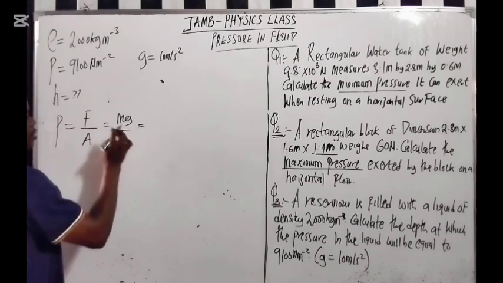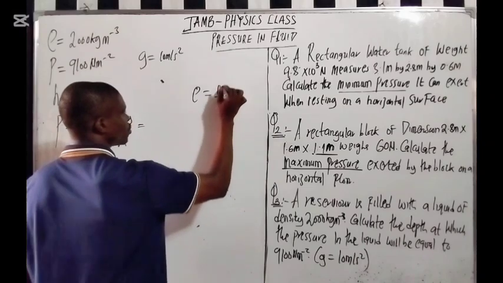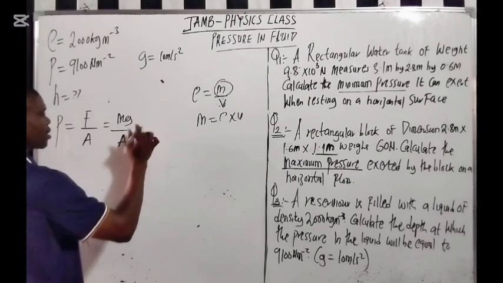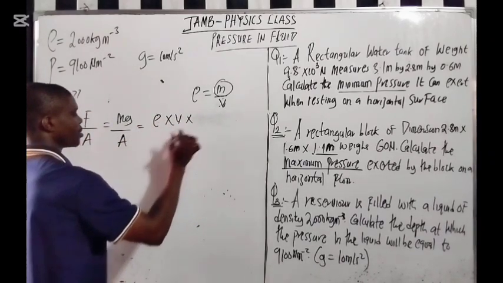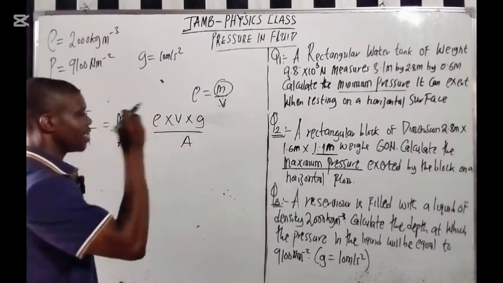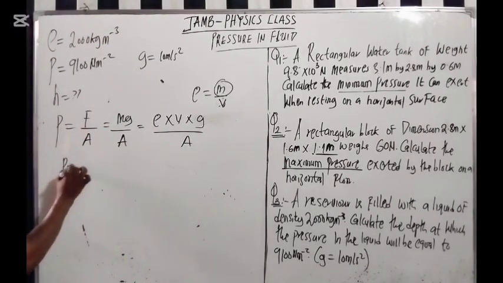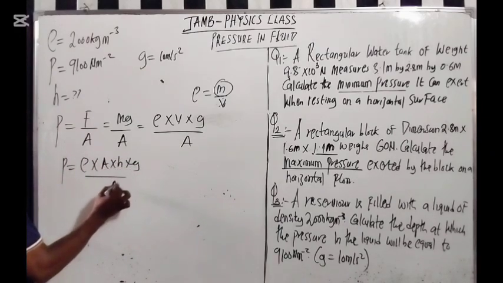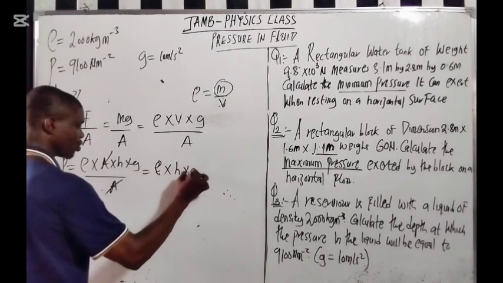Now remember, my density equals mass over volume, right? So from the same formula, m equals density times volume, right? So P equals density times volume times g over A. If you break this down, this volume is area times the depth, which is the height, right? So P equals density times area times height times g over A. The A cancels out. So here we have density times height times g.